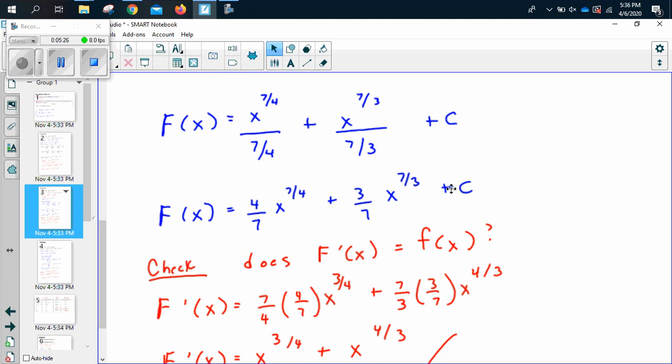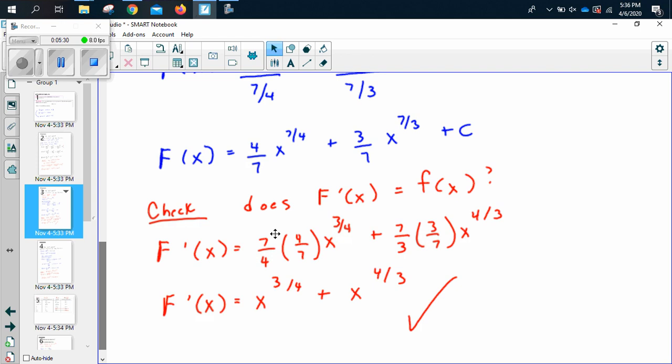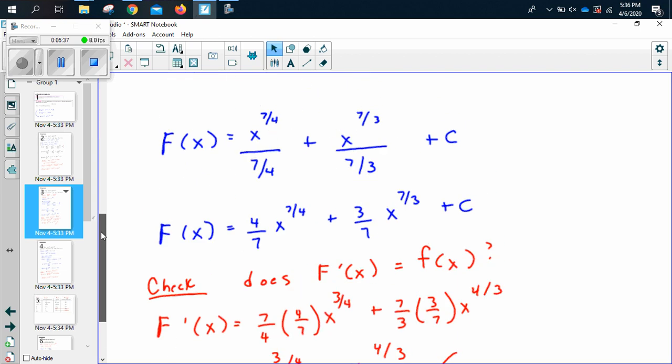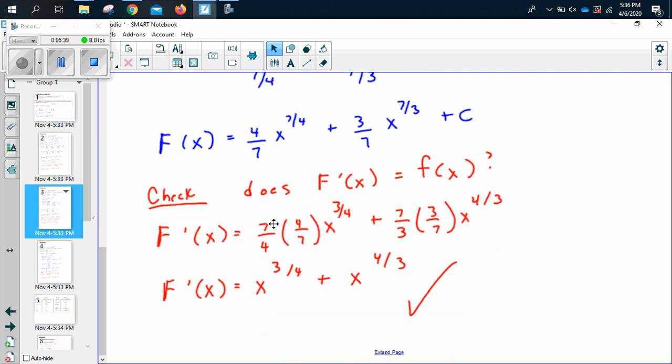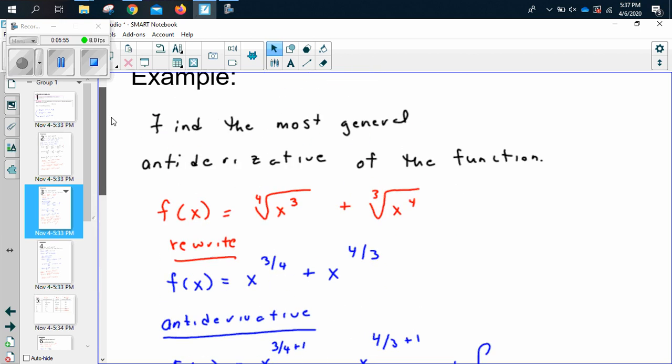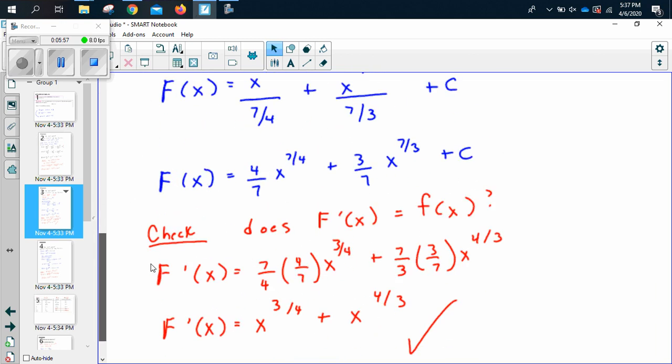Is the derivative of this equal to little f of x? So I differentiate just to check. And so I bring down, let's see, that is 7/4. So I bring down the 7/4, and 7/4 minus 4/4 is 3/4. I bring down the 7/3, and 7/3 minus 3/3 is 4/3. And then I clean that up, and that is the function that was given to me to start with.